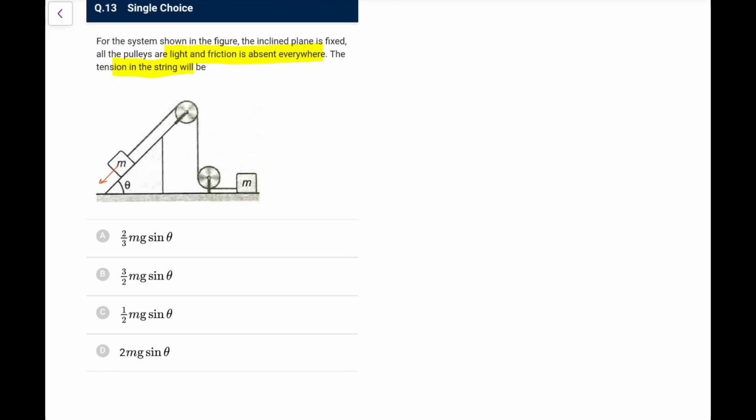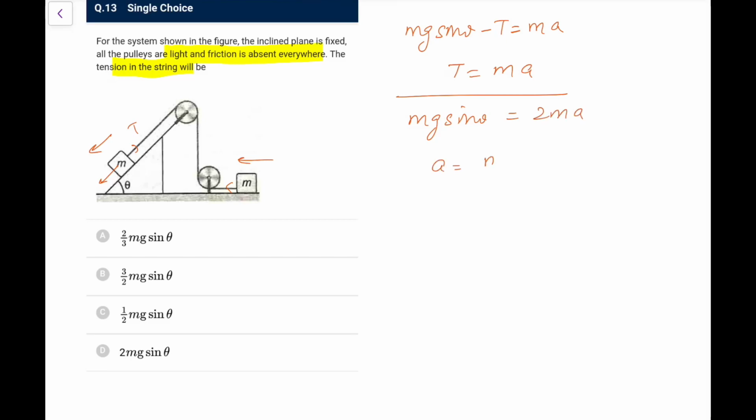And what we'll have, if I write the basic equation, I'll write mg sine theta minus T, that is equal to ma. If this goes with a, from constraint, it goes with a here, and this T will be here, so T would be equal to again ma. So adding it, what we'll have, mg sine theta is equal to 2ma, acceleration is equal to mg sine theta by 2m, that is g sine theta by 2. So what is tension?